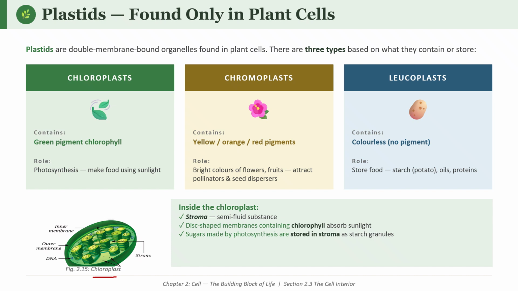Next is the chromoplast. We could have seen so many flowers or even fruits. You can see the bright coloration of those things. How are they getting the coloration? All because of this chromoplast only. So they contain colored pigments. What are the colors generally present here? There is yellow, orange, and red color.